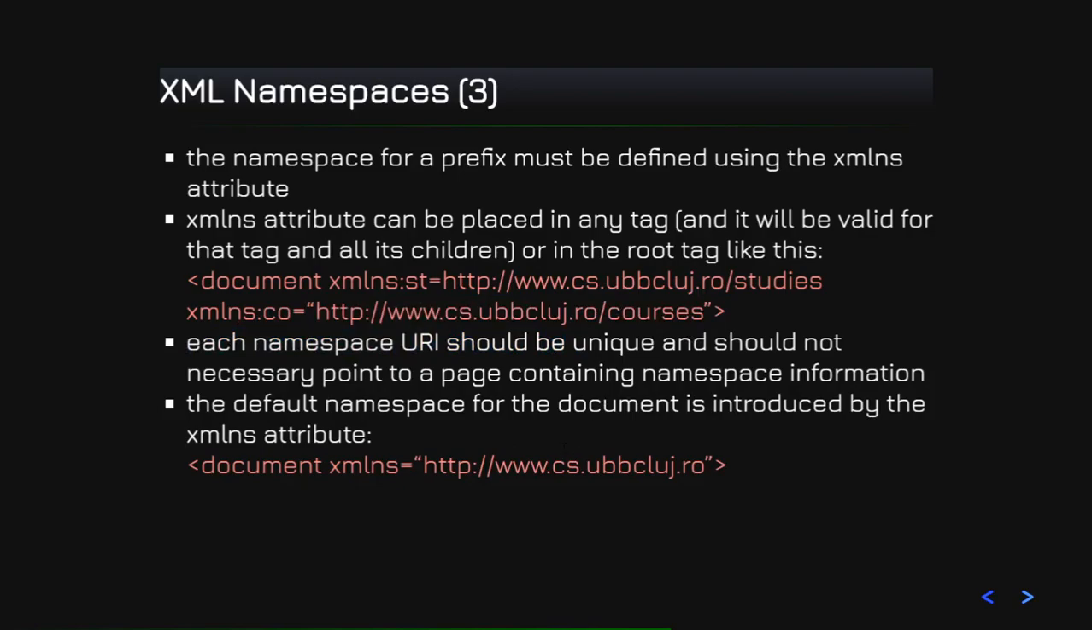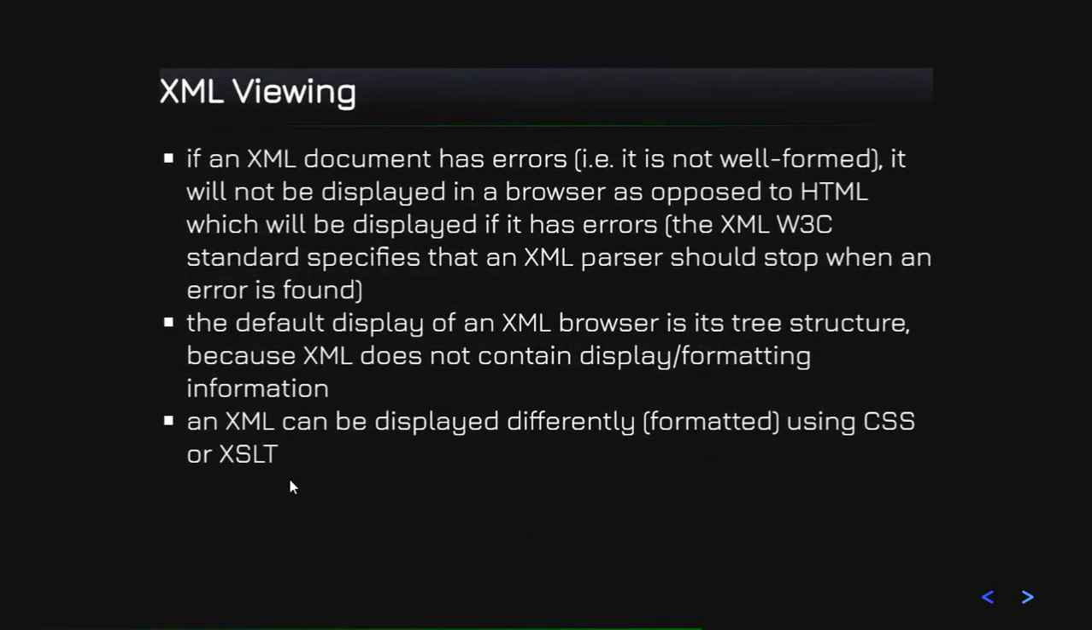Okay. Each namespace URI is a uniform resource identifier, which is a superset of URLs, uniform resource locators. Each namespace URI should be unique and should not necessarily point to a physical page containing namespace information. The default namespace for the document can be written like this in the document. In the document tag, we can write XML namespace like this. This is the default namespace for all the tags that don't have a specific namespace in the current document. Okay.